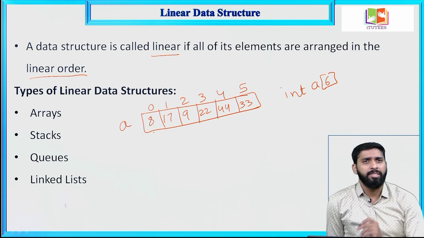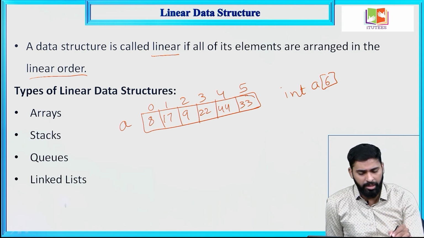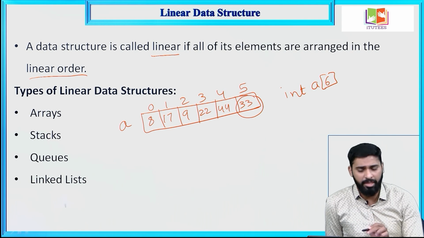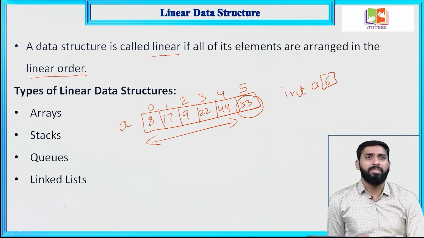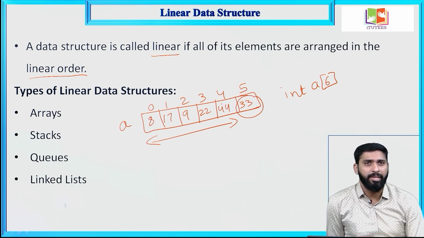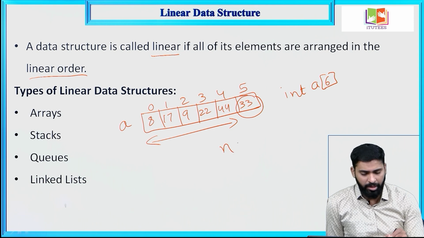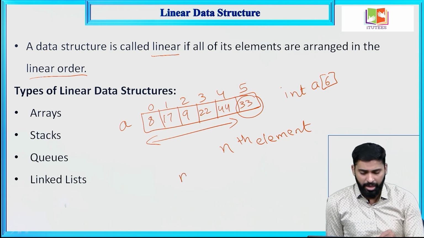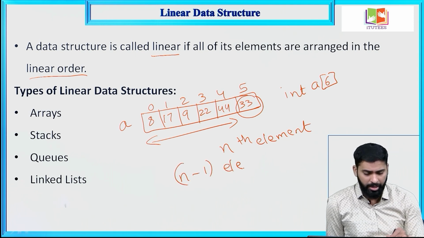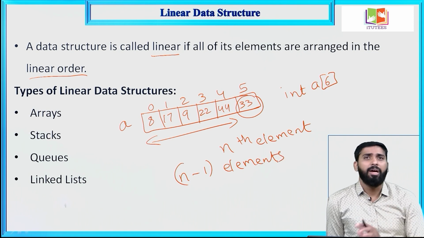Now, to access the 33, for example, if I want to access this 33, before that, I access all the remaining numbers. Why? Always we access the elements in an array using the starting address, the starting element, so it is the first element. After that, we traverse to second, third, fourth, fifth. Then we retrieve the sixth element. Now, what you understand? In a linear data structure, if you want to access the nth element, before that we access n minus 1 elements. Okay, so it is a linear data structure.